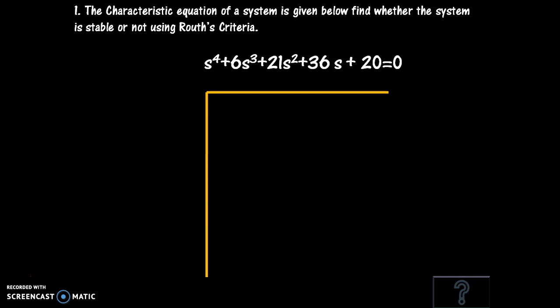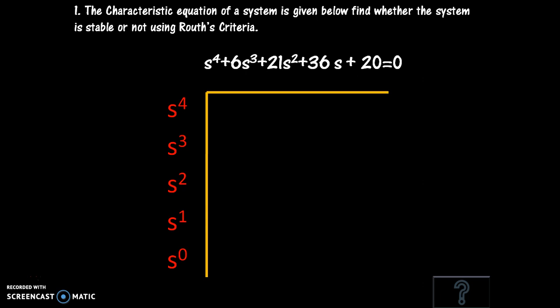Now how to form the Routh's array? It is very simple. The highest power is 4. So on the left hand side we have to take s to the power 4, and then in decreasing order s to the power 3, then s square, then s to the power 1, and finally s to the power 0. So we have to put these powers of s on the left hand side.